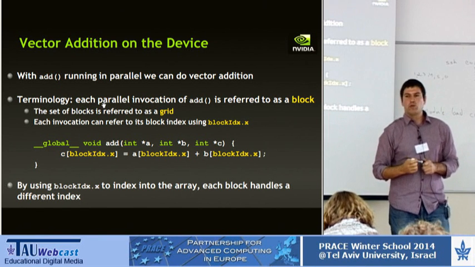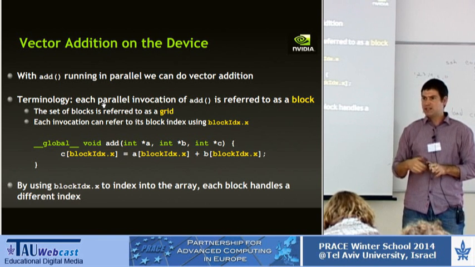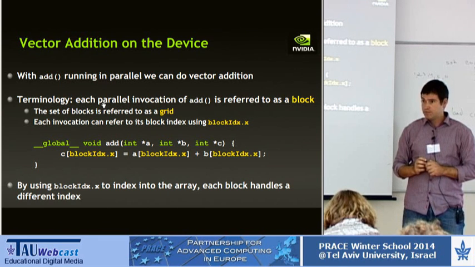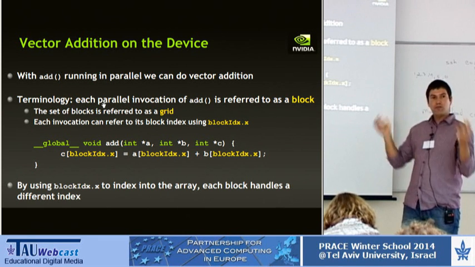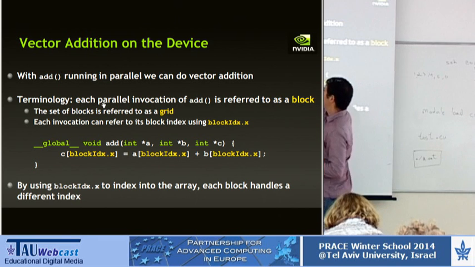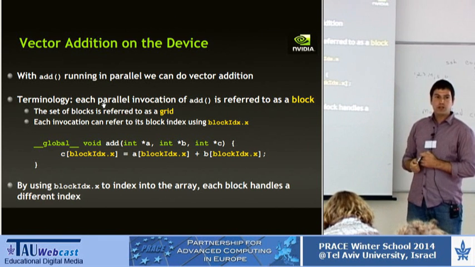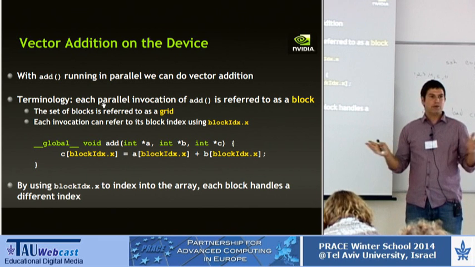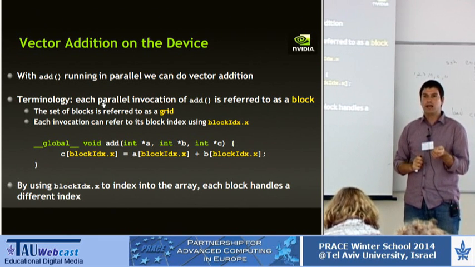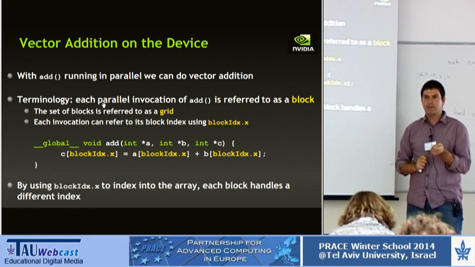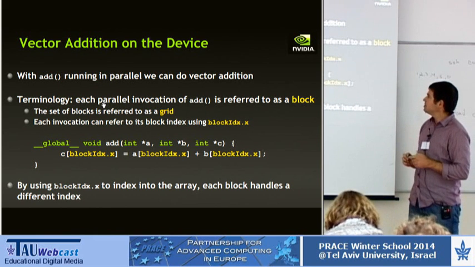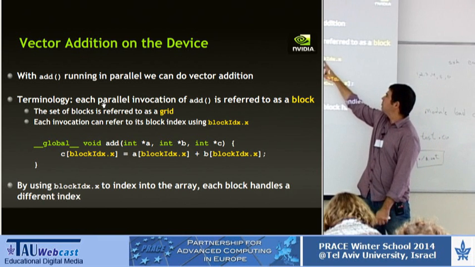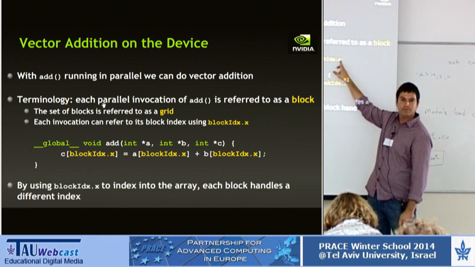So if we're going to now work on 1,000 elements, a vector of length 1,000, we are going to use 1,000 blocks. And the collection of 1,000 blocks is called a grid. So each invocation of the kernel needs to work on a different index, right? Let's say we have 1,000 elements. Each invocation of the kernel has to work on a different index, a different I. And this index exists in the magic variable blockIdx.x.